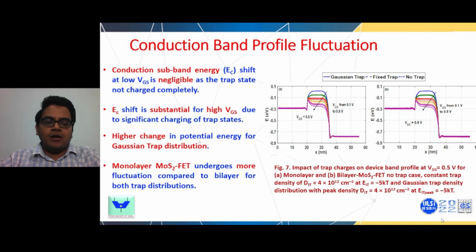In between these, the value increases as we proceed from 0.1 to 0.5 volts. We also see that the Gaussian trap distribution has higher change in the potential energy. Between monolayer and bilayer MoS2 FET, it is the MoS2 monolayer FET that undergoes more fluctuation.